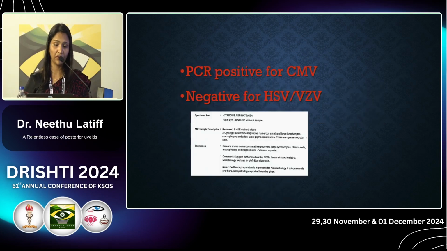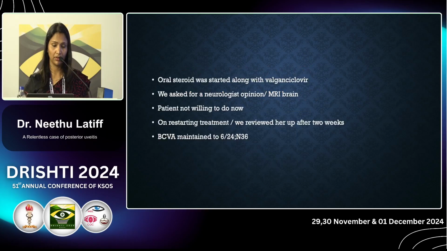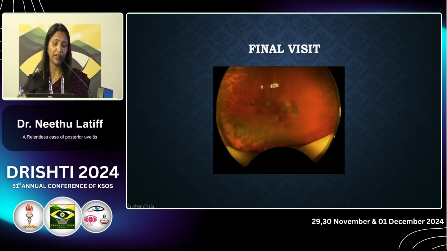PCR was positive for CMV, negative for HSV, VZV, and the histopathology was also negative. So oral steroid was started along with valganciclovir. We asked for a neurologist opinion or MRI brain, but the patient was not willing to do it now. On restarting treatment, we reviewed her after 2 weeks. Her BCVA is maintained at 6/24 and N6, and at the final follow-up, the lesions had all regressed.